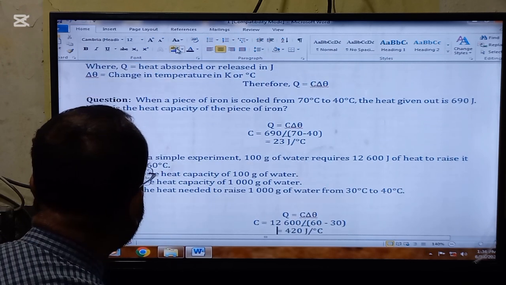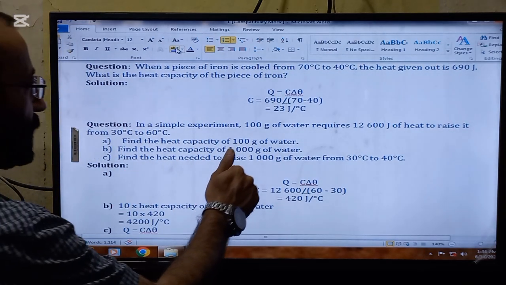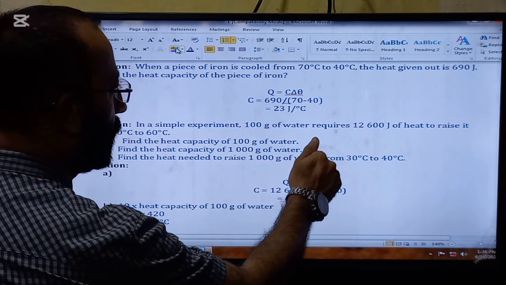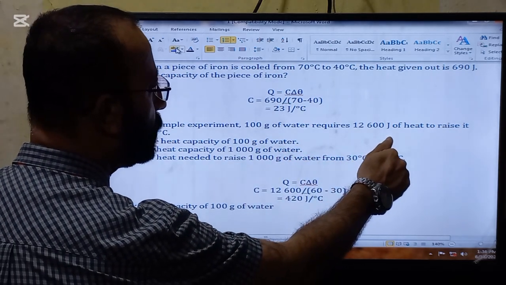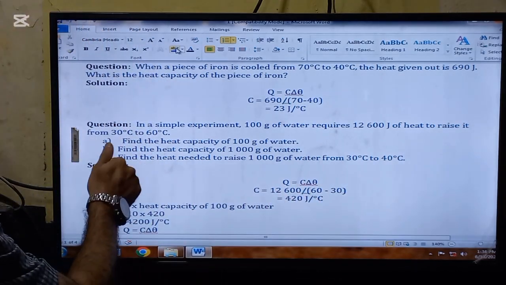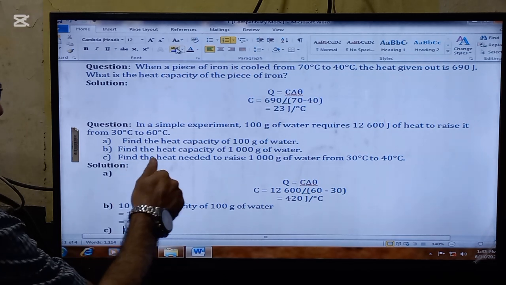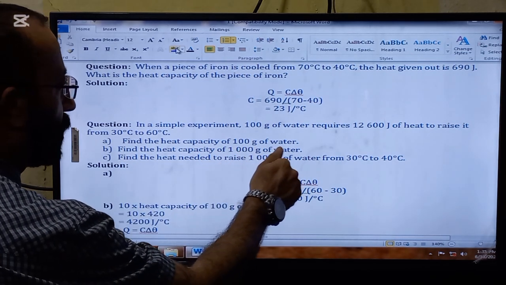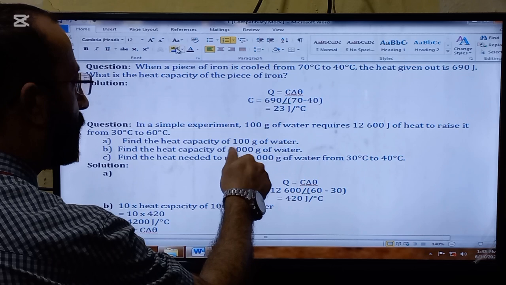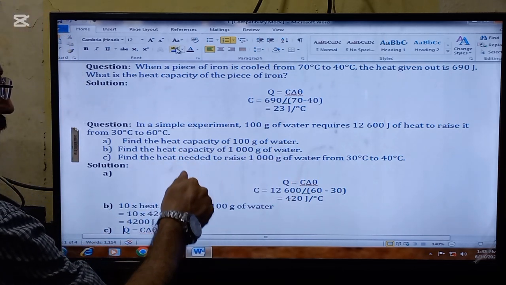Okay, the next question which we are going to do is: in a simple experiment, 100 grams of water requires 12,600 joule of heat, so this is the Q, to raise its temperature from 30 degree to 60 degree. So the change in temperature is 30 degree. Find the heat capacity of 100 grams of water. So 100 grams is given and the heat capacity of the same amount of water is the requirement.